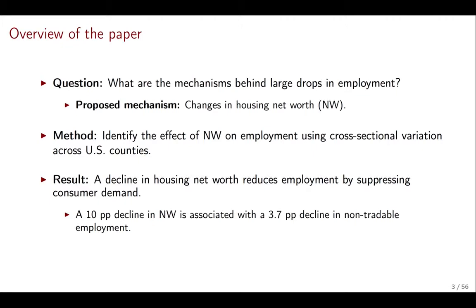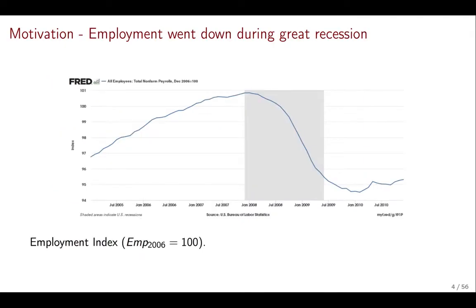The main result they're going to find is that in fact a declining housing net worth reduces employment by suppressing consumer demand, and they can quantify this showing that a 10 percentage point decline in net worth is associated with a 3.7 percentage point decline in non-tradable employment. And I'm going to go back to what non-tradable employment means soon. Let me first motivate a little bit what's happening.